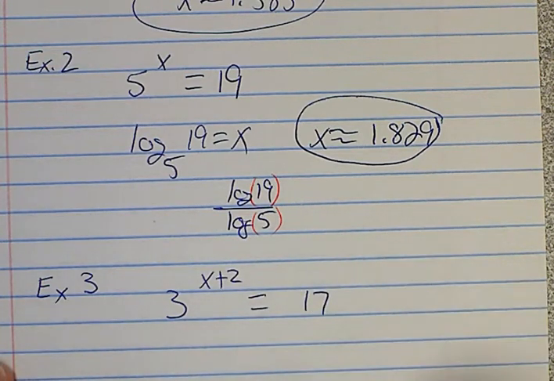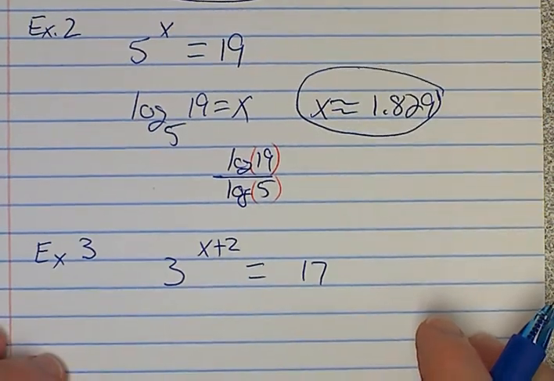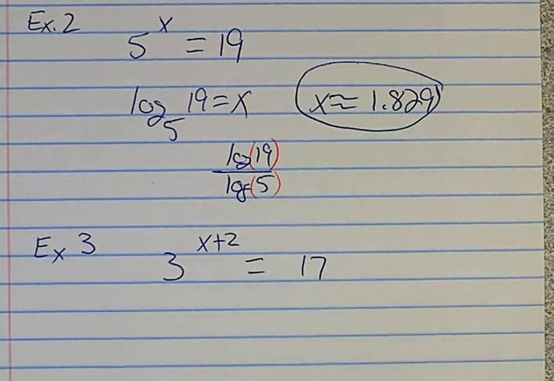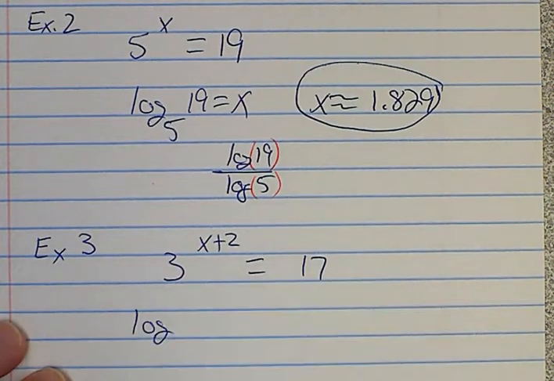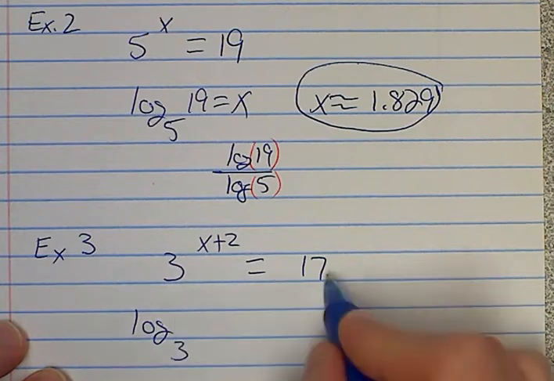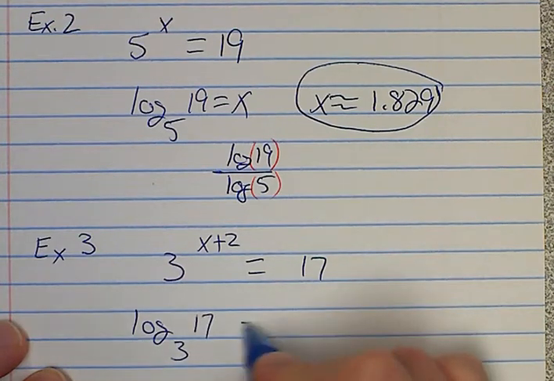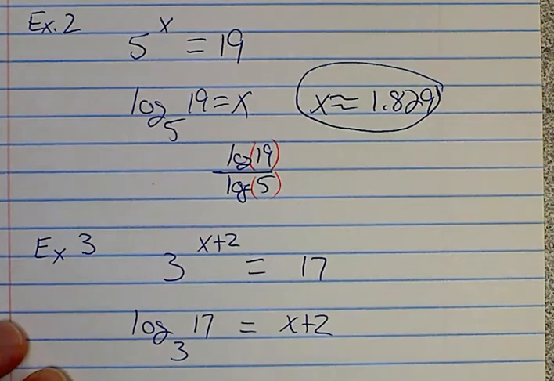Alright, here's one with a little bit of a twist to it. You've got 3 to the x plus 2 equals 17. Still going to do the same thing for this part. When you set it up, you're still going to do it the same way. Rewrite it in log form. So you've got log base 3. 17 goes here. X plus 2 goes there.